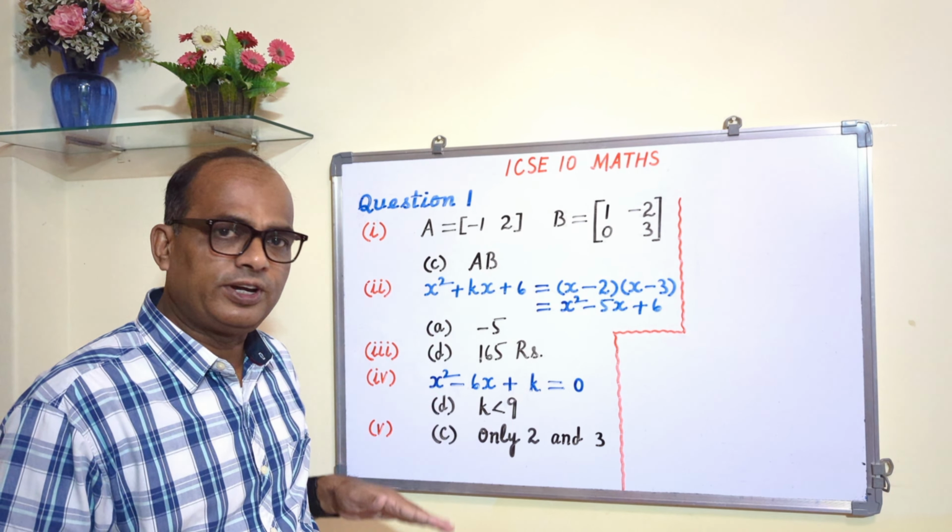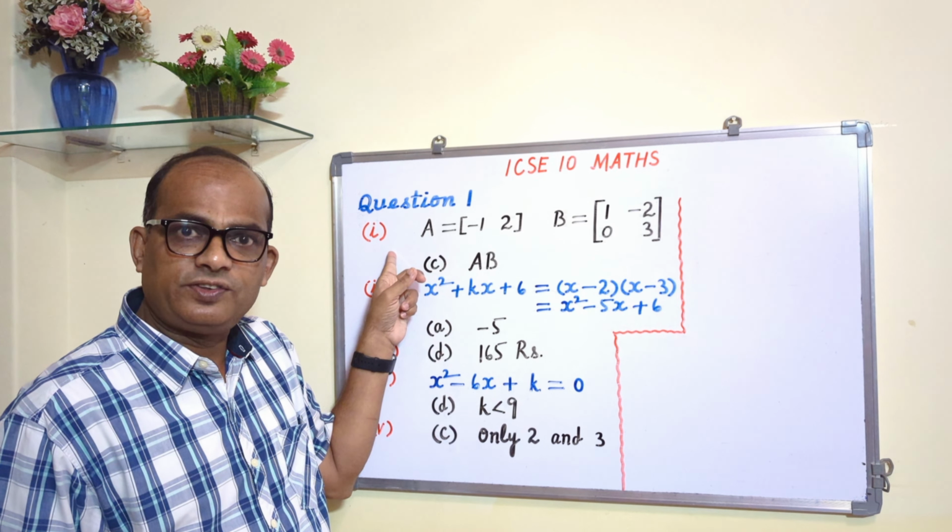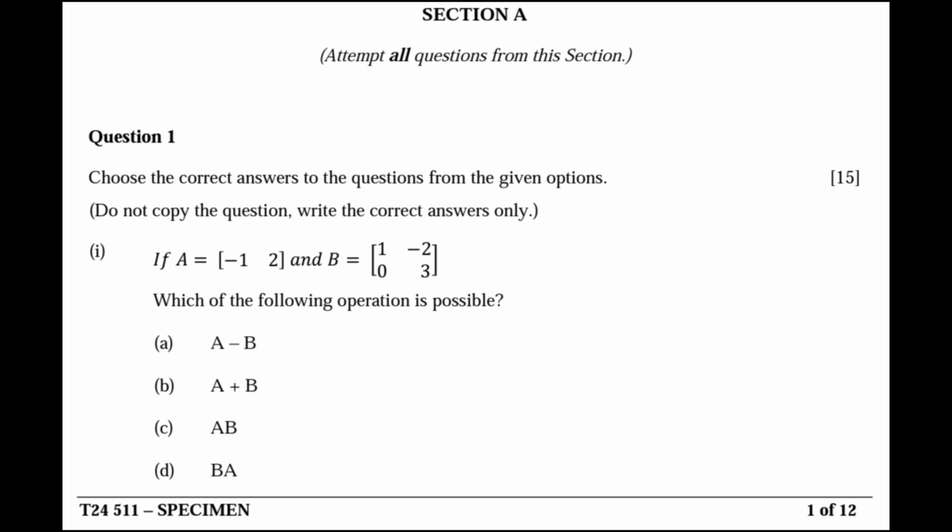And the first MCQ is: if A is equal to [-1, 2], B is equal to [[1, -2], [0, 3]], which of the following operations is possible? A, A minus B; B, A plus B; C, AB; and D, BA. This is the question. A is given as [-1, 2], B is given as [[1, -2], [0, 3]]. We have to find out which option is correct. The first option is A minus B, and the second one is A plus B.